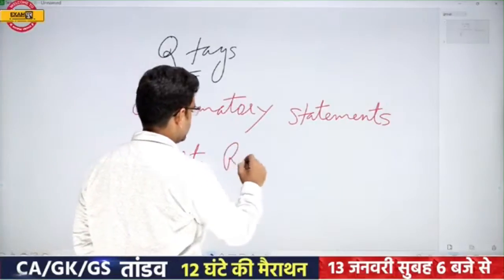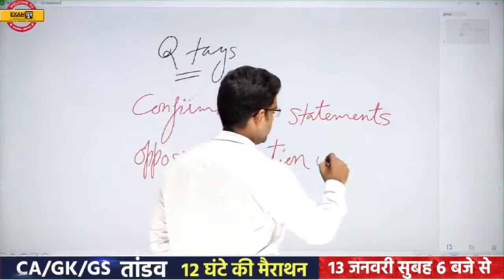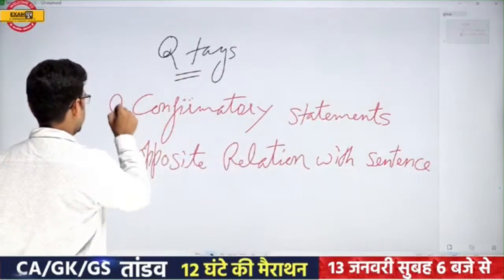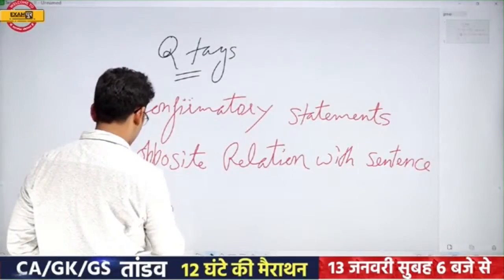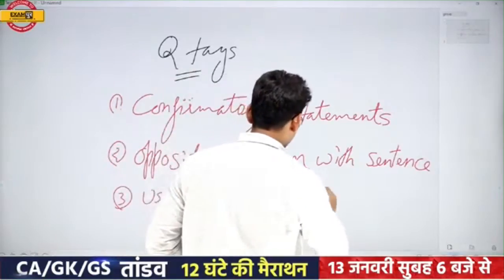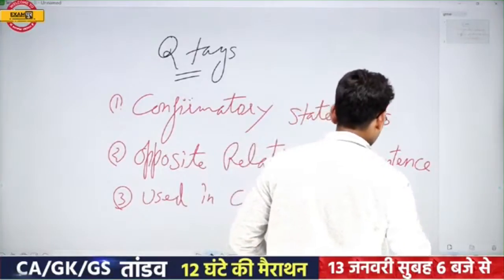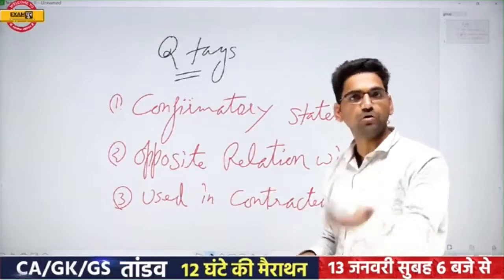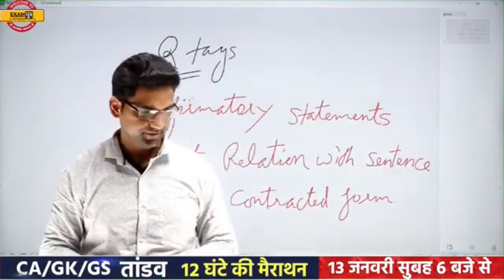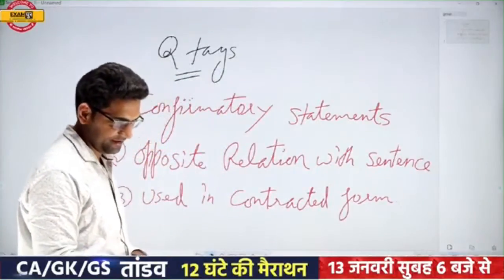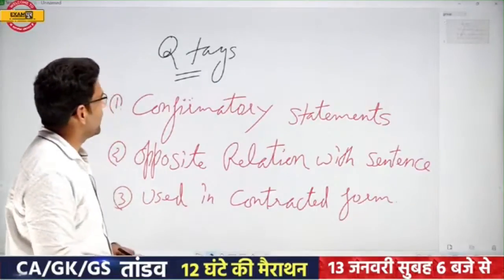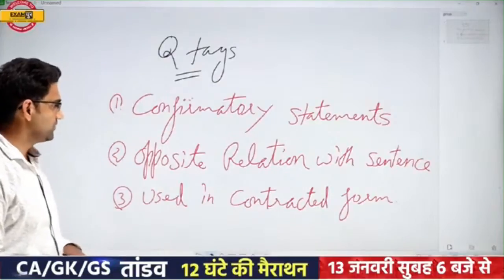Okay, all right, so question tags are confirmatory statements and they have opposite relation with the sentence. Keep this thing in mind. This is the second thing that you need to know. And how they are used? They are always written in contracted form. They are spoken in contracted form and they are written in contracted form. बोले भी contracted form में जाएंगे और लिखे भी contracted form में जाएंगे. ठीक है बच्चा? Okay, so you can note down that question tags are confirmatory statements, opposite relation with sentence, and used in contracted forms.